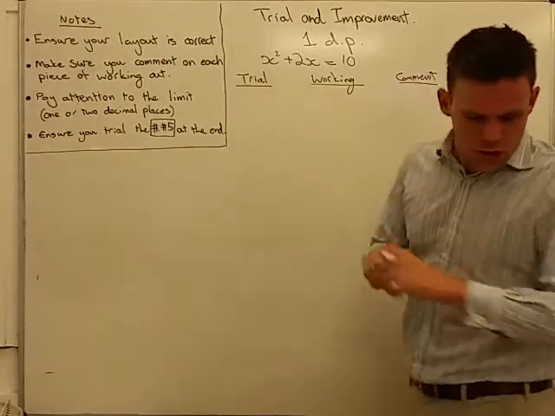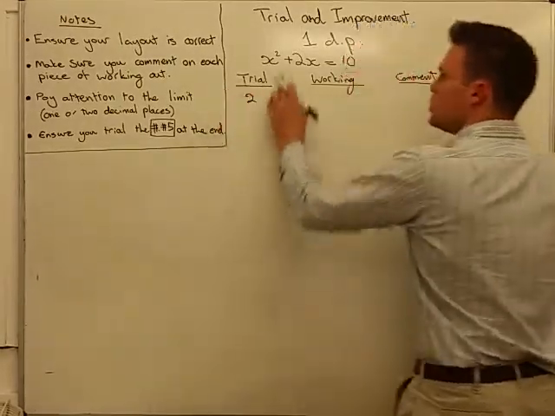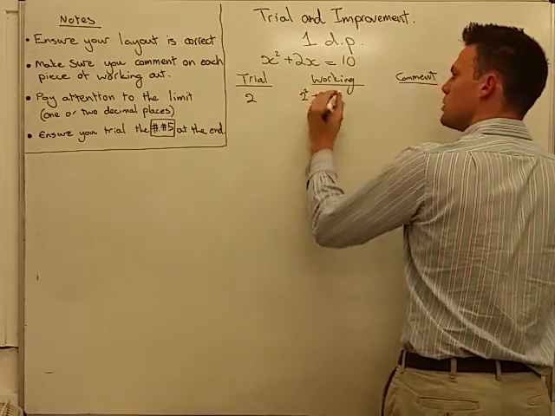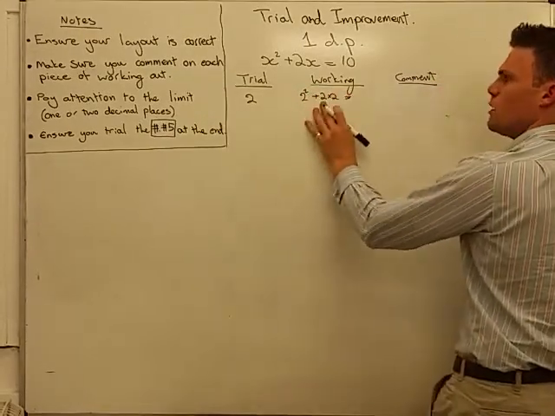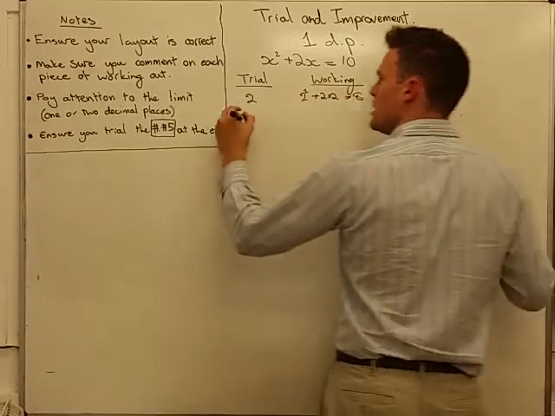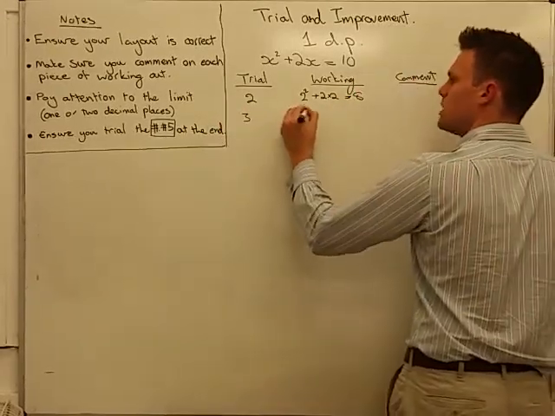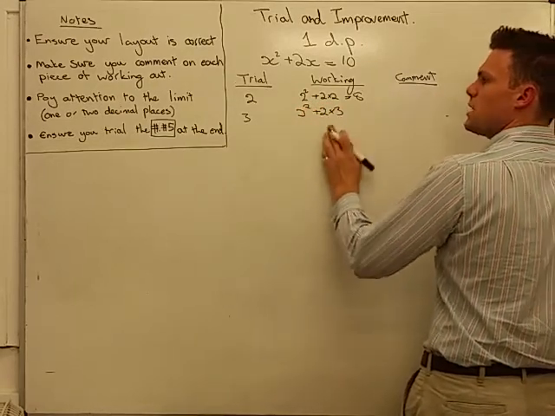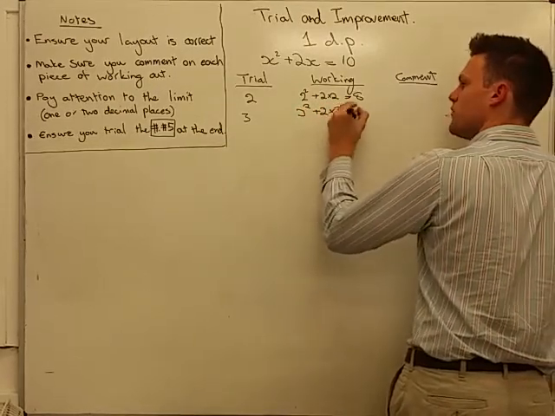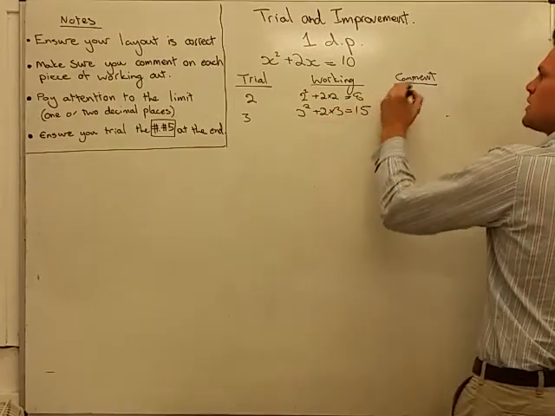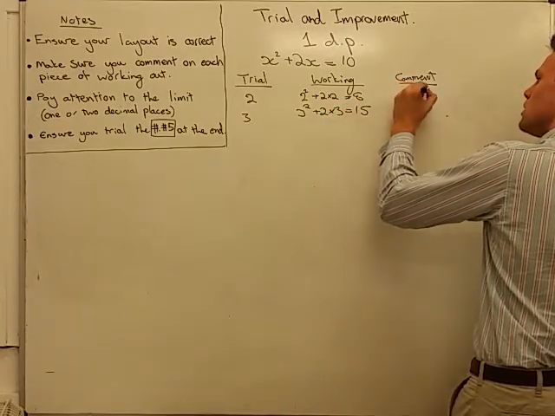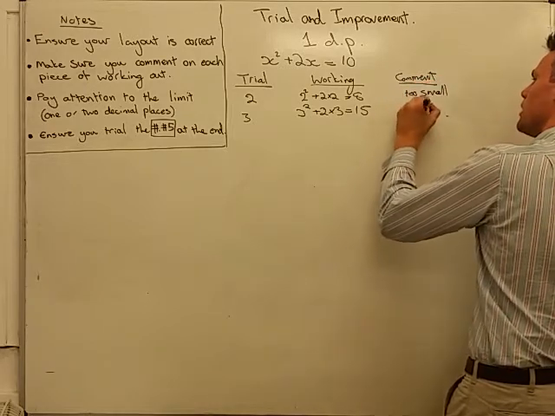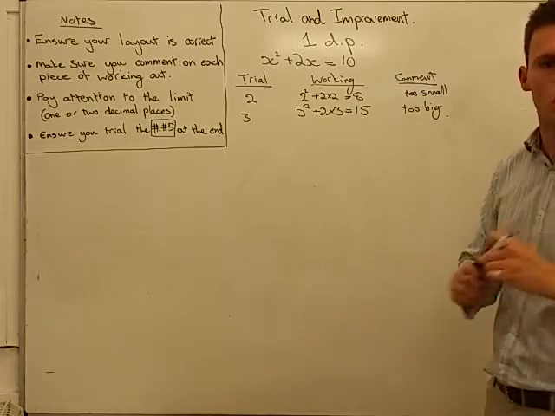So, my first trial is going to be 2. 2 squared plus 2 times 2. 2 squared is 4 plus 4, that's going to give me 8. Next, I'm going to trial 3. 3 squared plus 2 times 3. 3 squared is 9 plus 2 times 3, which is 6. 9 plus 6 is 15. So 8 is obviously too small, and 15 is too big. It's going to be somewhere between 2 and 3.